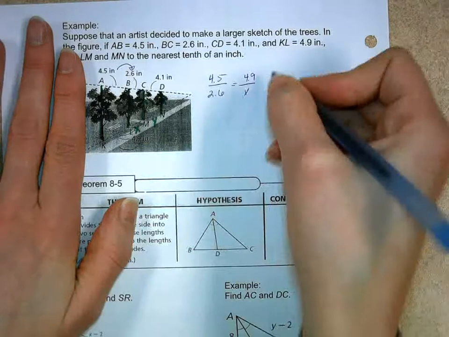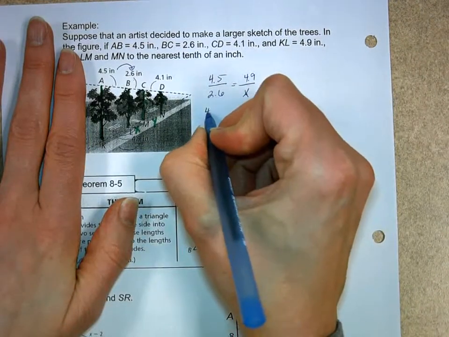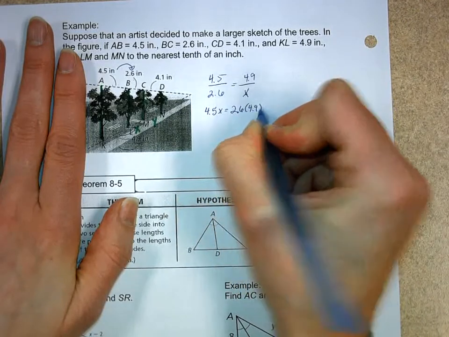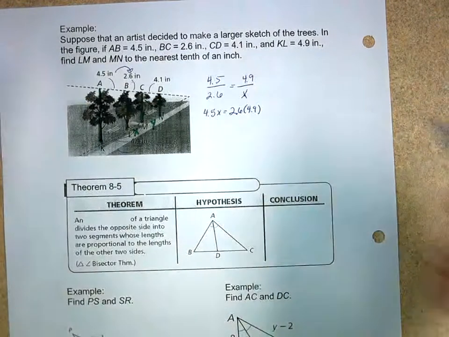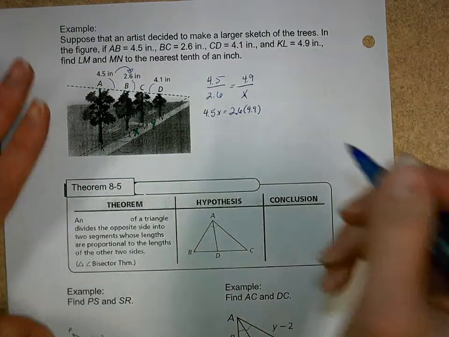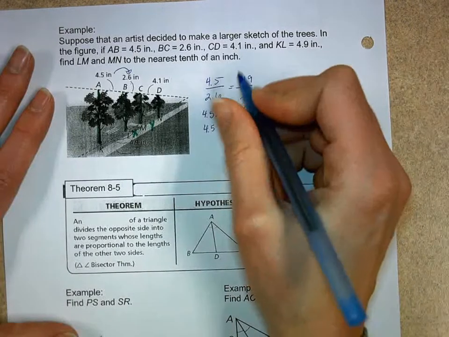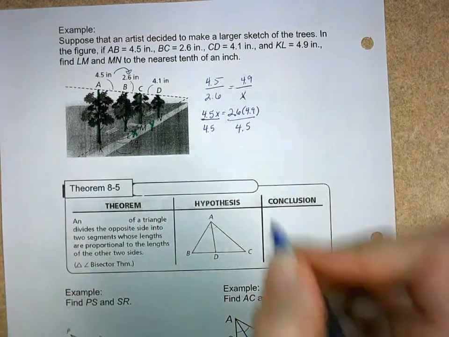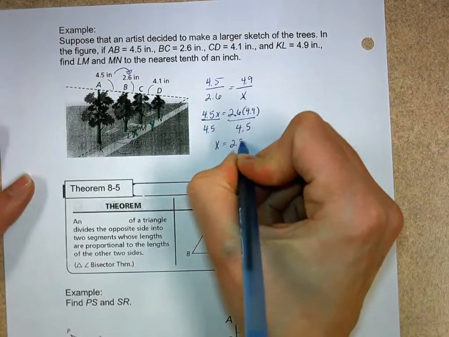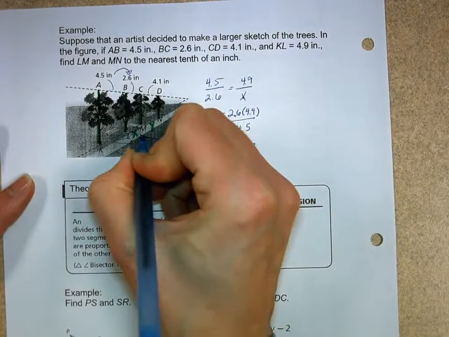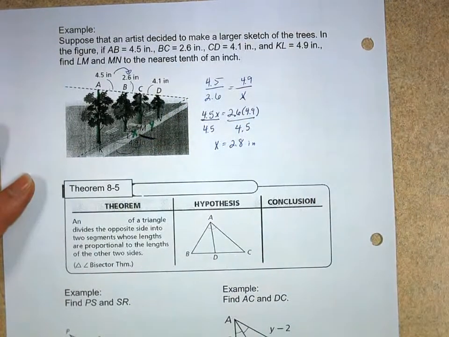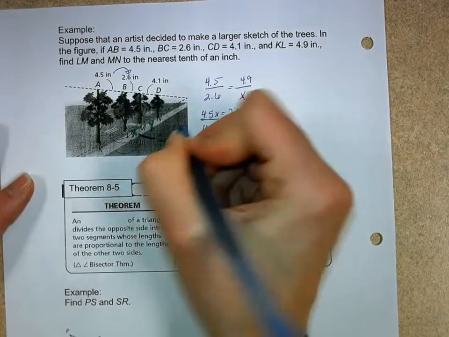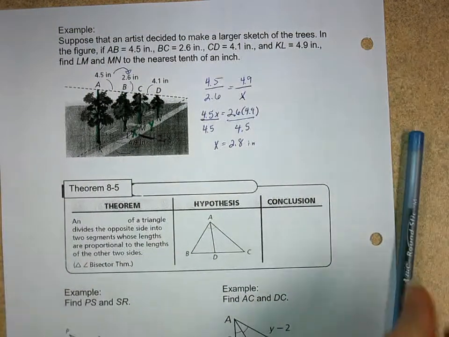So now I'm just going to go ahead and cross multiply. So I get 4.5 times X equals 2.6 times 4.9. Now some of you are going like, Mrs. Gregerson, what if I went the opposite way? Okay, you're good. You'll still get the same answer. So let's just divide by 4.5. It'll make it a lot easier and let you do that all on your calculator. And if you do it all on your calculator, you're going to get 2.8 inches. So right here, I don't know if you can see that real quick. There's X. LM is 2.8 inches.